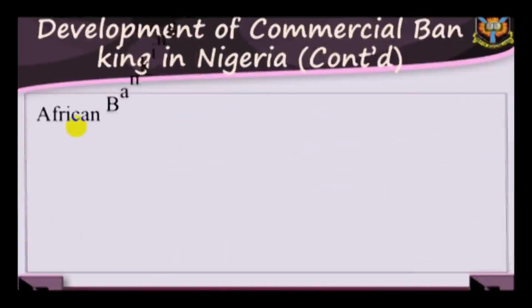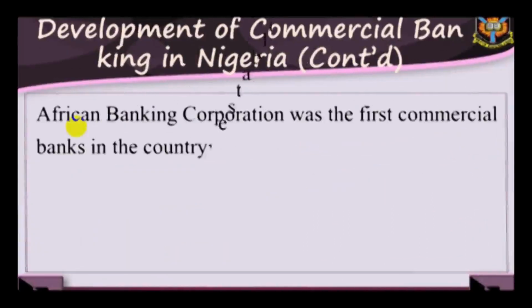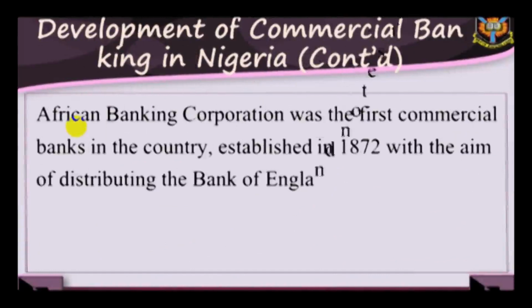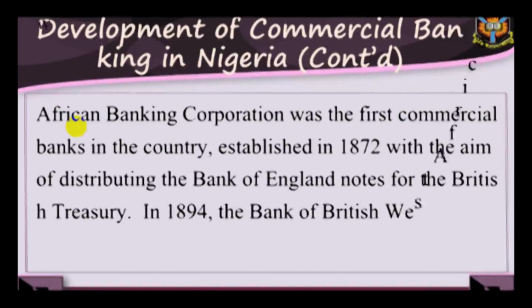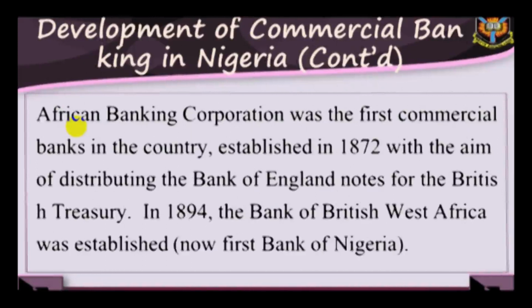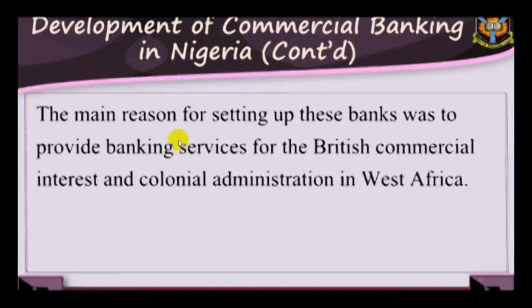African Banking Corporation was the first commercial bank in the country, established in 1872 with the aim of distributing Bank of England notes for the British Treasury. In 1894, the Bank of British West Africa was established, now known as First Bank of Nigeria, which was followed by the establishment of Barclays Bank in 1917. The main reason for setting up these banks was to provide banking services for British commercial interests and colonial administration in West Africa.